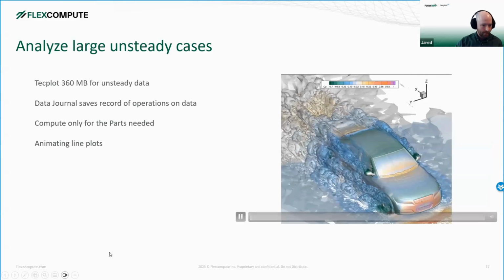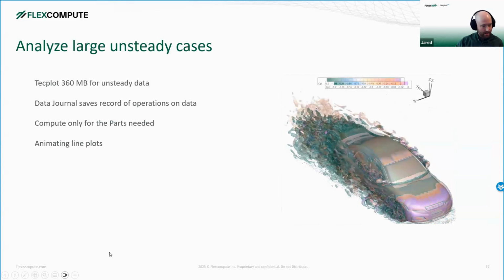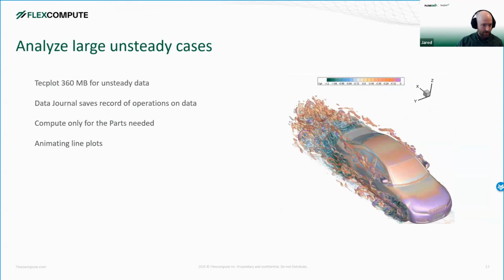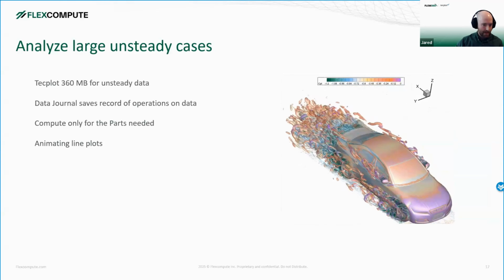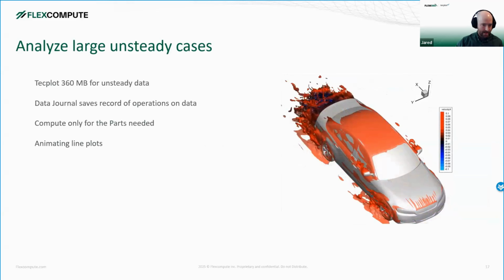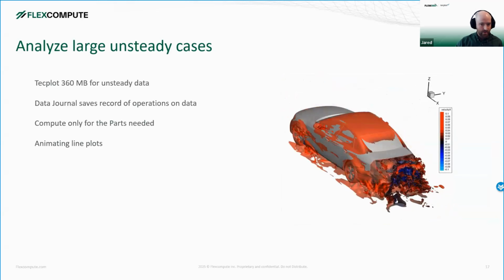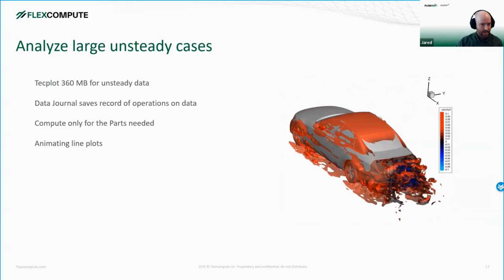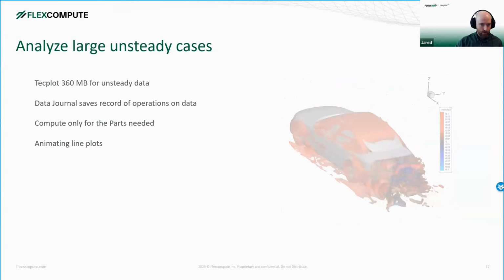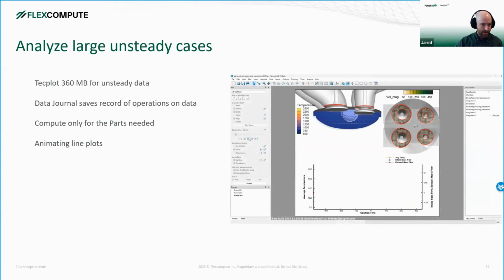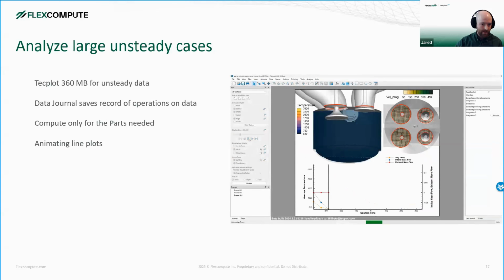Next slide. So for large unsteady cases, Tecplot 360 has you covered there as well. Available now in a beta titled Tecplot 360 MB is a preview of how Tecplot 360 will handle large unsteady data within the user interface, particularly by saving you time when you need to extract data, calculate new variables, interpolate, or perform integrations on your data set. And the way this is done is with the data journal, which displays a visual, executable, and editable record of the data operations performed to the data set within Tecplot 360.